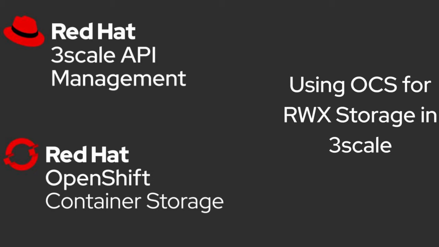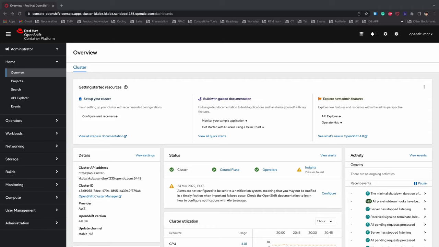So before we start, the prerequisites, or the assumption, is that you've already installed your OpenShift cluster and the console is up and running. For the purpose of this demo, I'm going to use the internal Red Hat product demo system, and I'm using OpenShift 4.8 for this exercise. So this is our OpenShift console UI.